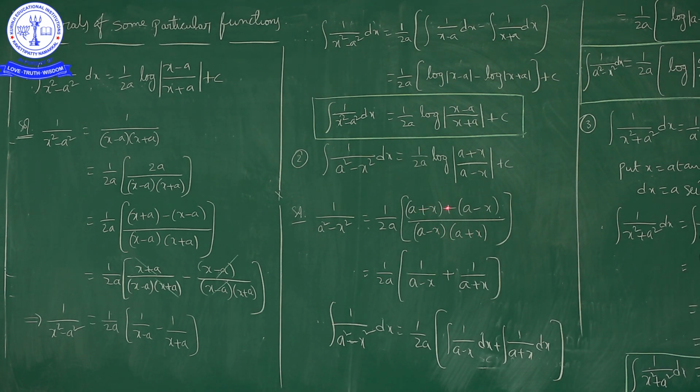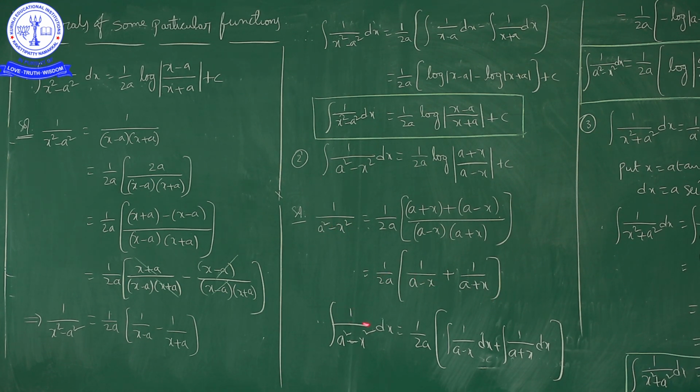Now, the numerator I am writing as the sum of these two terms. So a plus x plus a minus x, x cancels, I have 2a. So I have to divide by 2a. Now, a plus x upon a minus x into a plus x, a plus x cancels, 1 by a minus x. Next, a minus x upon a minus x into a plus x, a minus x cancels, 1 upon a plus x. So integration of this part is nothing but integration of this part only.